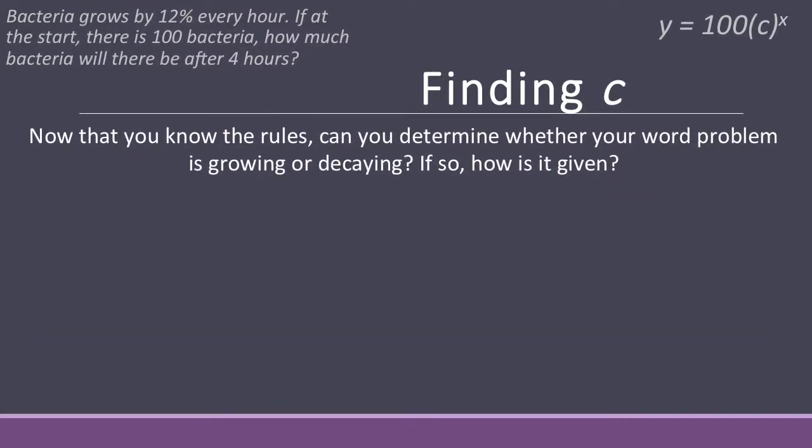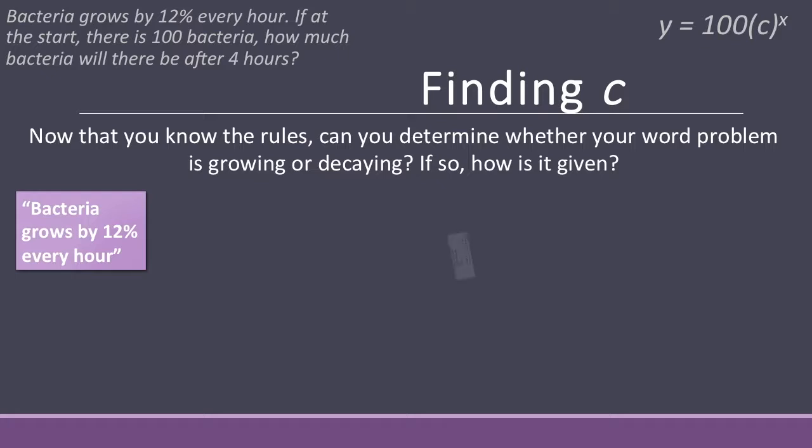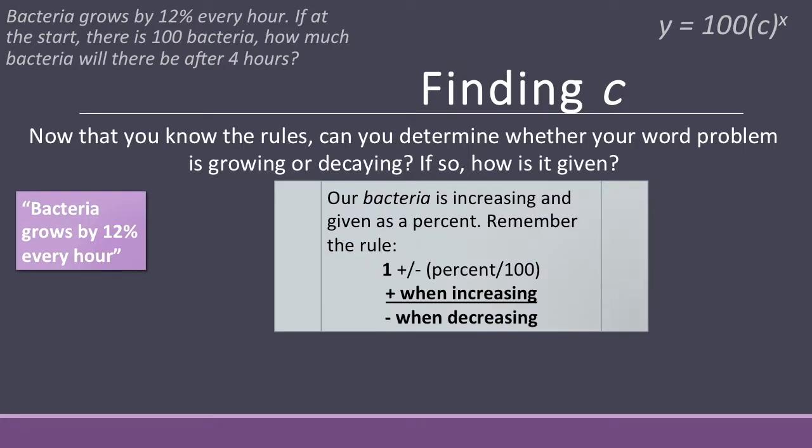Now you know those 2 rules. Can you determine whether our word problem is growing or decaying, and if so, how is it given? Let's read the question in the corner. Bacteria grows by 12% every hour. Our bacteria is increasing, it's growing, and it's also given as a percent.